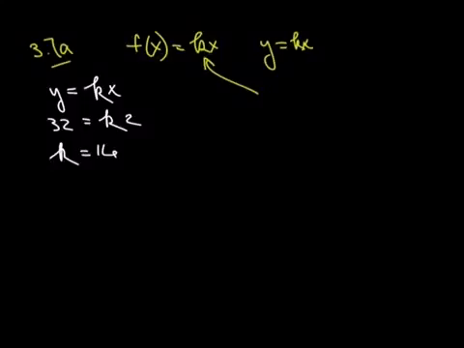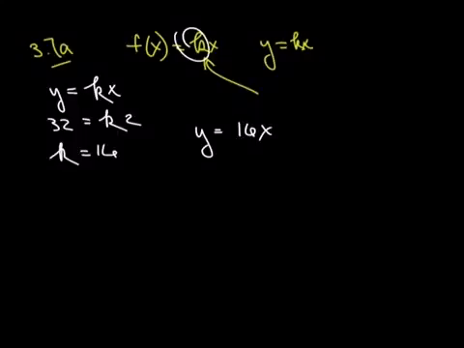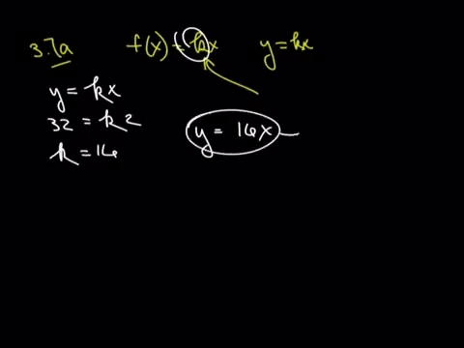So the equation of variation is y equals 16 times x. Okay, that's all you do. So you find k, so you're finding the variation constant, and then you're finding the equation, which means you're just putting k in once you find it into that equation, and you're done.